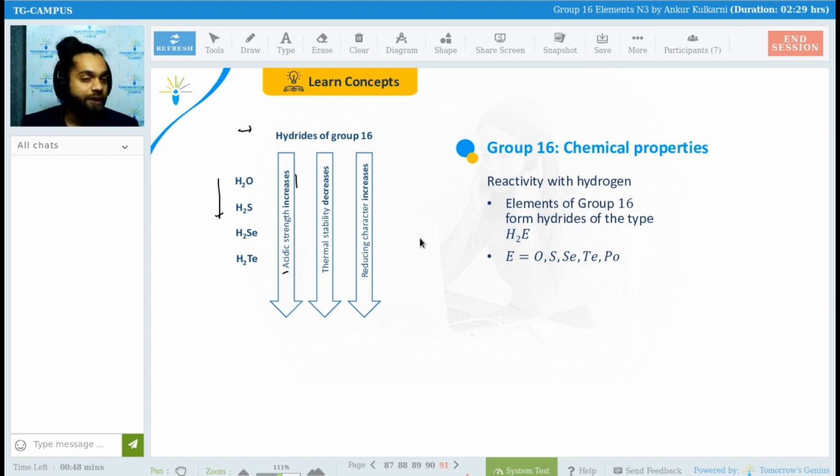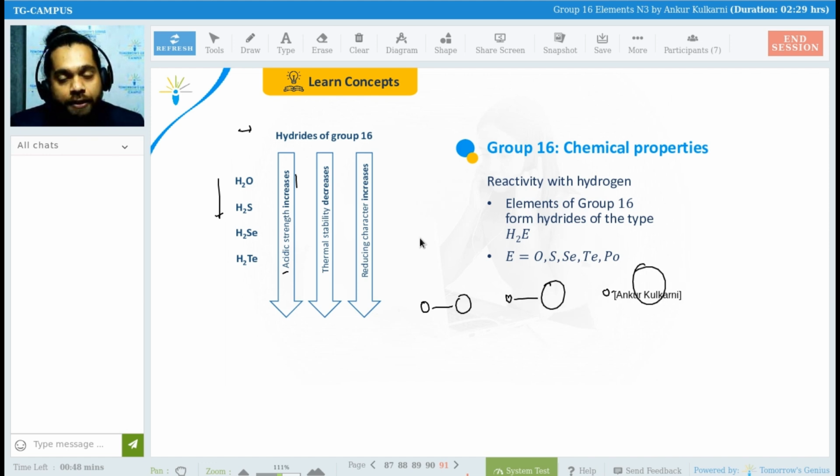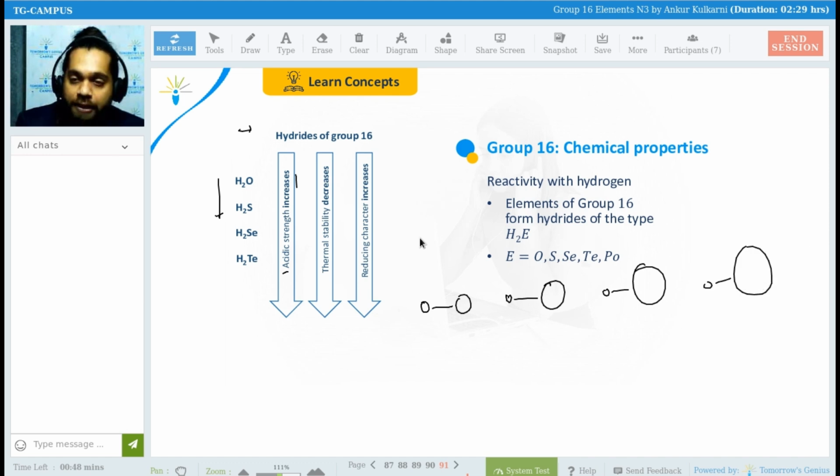See, simple. When you go down the group, Sasidharan, what is happening to the size? It increases. So obviously, if oxygen is there, hydrogen is like this, they will form a bond. Sulfur is bigger than oxygen. Then you have selenium, bigger still. So obviously, as the size increases, what is happening? This is easy to break. More easy to break, more amount of H plus will be released. Yes or no, Sasidharan? Are you getting it?